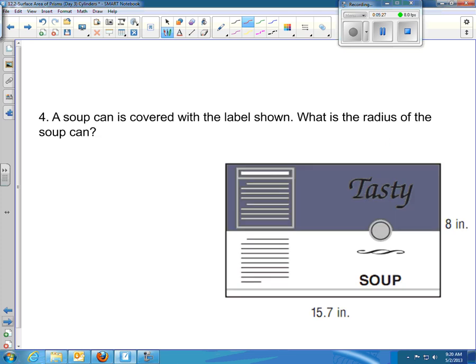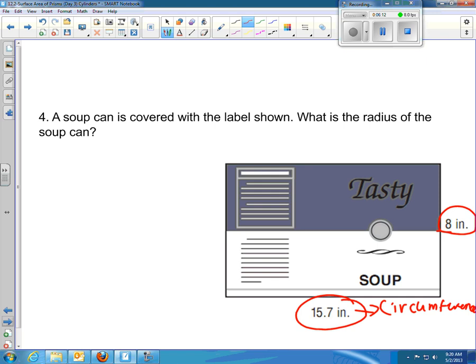Number 4. A soup can is covered with the label shown. What is the radius of the soup can? Well, now think about it. The label wraps around the soup can. So what we actually have in our label is going to be our lateral area. But we need to find the radius. So somehow we have to find the radius with the length down there or the height. Think about that this gets wrapped around the soup can, distance around the soup can. Circumference is the distance around the soup can. So this 15.7 must be circumference.